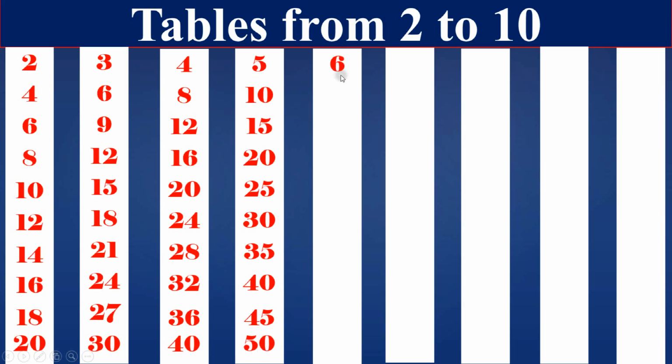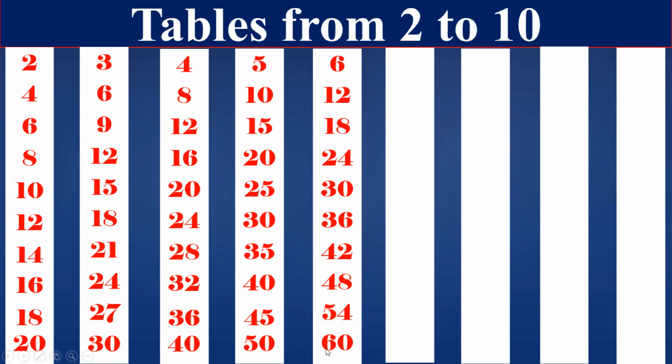6 times 1 is 6. 6 times 2 is 12. 6 times 3 is 18. 6 times 4 is 24. 6 times 5 is 30. 6 times 6 is 36. 6 times 7 is 42. 6 times 8 is 48. 6 times 9 is 54. 6 times 10 is 60.